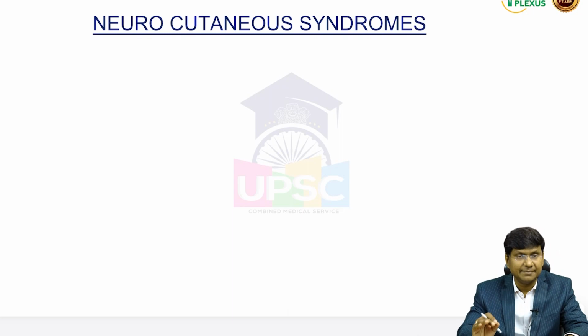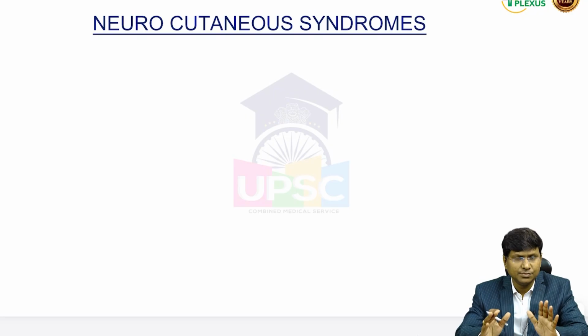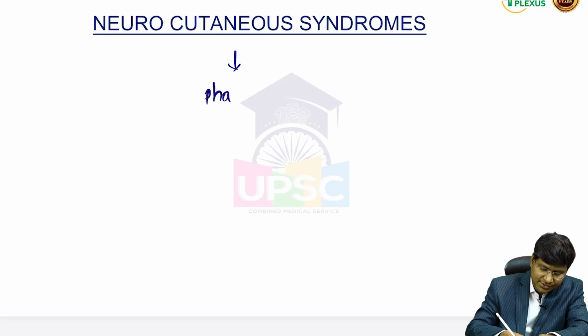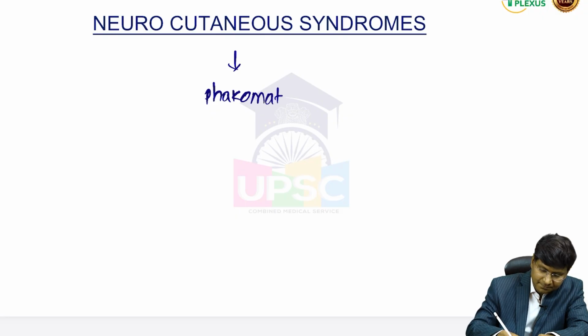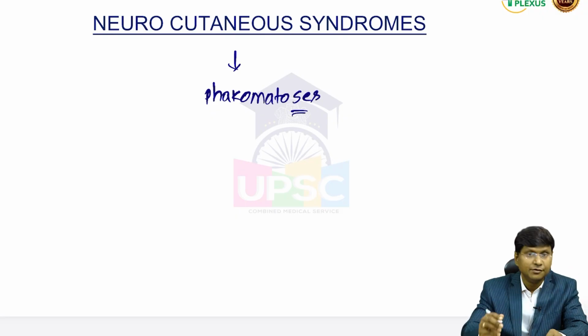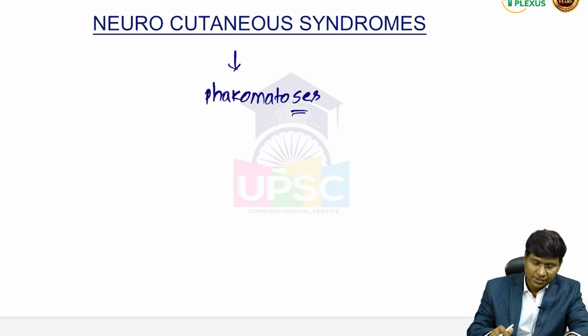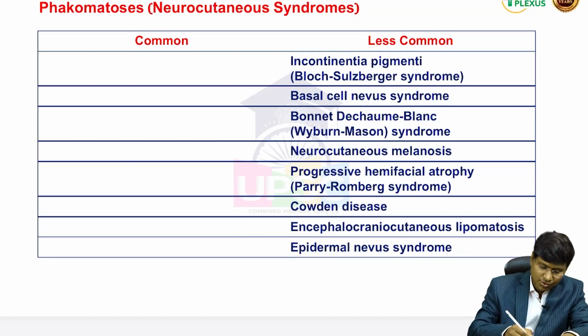If you see the examples of the neurocutaneous syndromes, there are 5 important common neurocutaneous syndromes. What is another name for these neurocutaneous syndromes? They are also called phacomatosis. For phacomatosis, we have 5 common conditions, and then there are some less common conditions. First, let me tell you the common causes of the neurocutaneous syndromes.